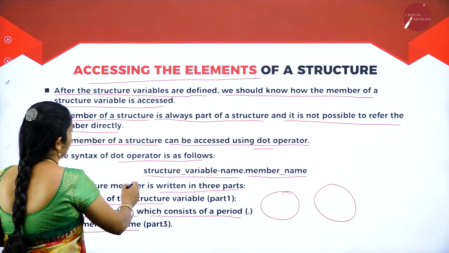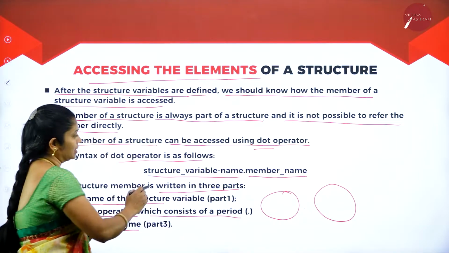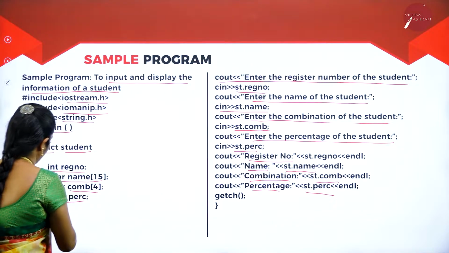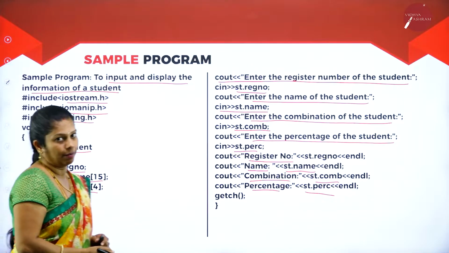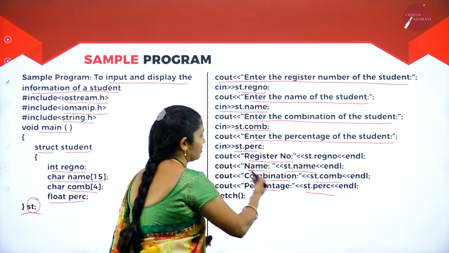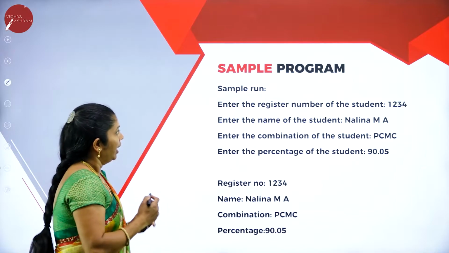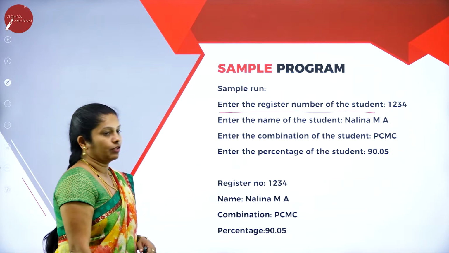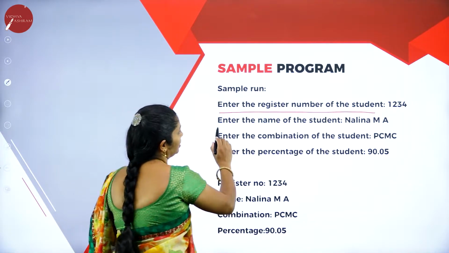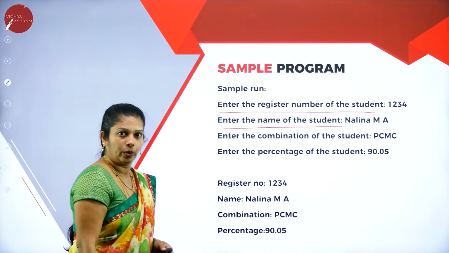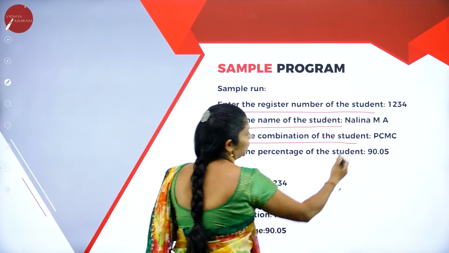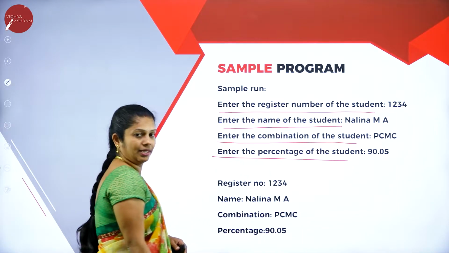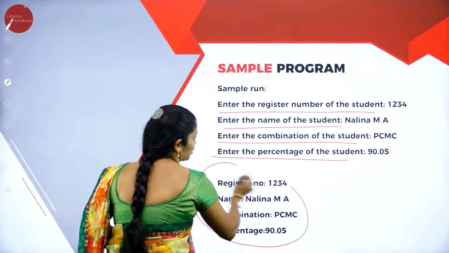If you observe here, if I want to access any member, first the structure variable name is required. In this case, st represents the structure variable name. With that, we can input as well as display the value. In the output, when you run the program, first it will display: Enter the register number of the student, then you enter the register number; enter name of the student, you enter the name; then enter the combination, whichever combination you want; then enter the percentage of the student. Later on, all the values will be displayed.